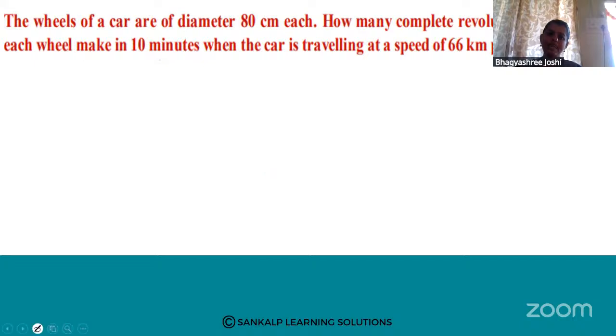Next. The wheels of a car are of diameter 80 centimeter each. How many complete revolutions does each wheel make in 10 minutes when the car is traveling at a speed of 66 kilometer per hour? Okay, speed they have given, that is 66 kilometer per hour, right? So what they have given, the wheels of a car are of diameter 80 centimeter each. The diameter of the car's wheels is 80 centimeter each. Diameter they have given.